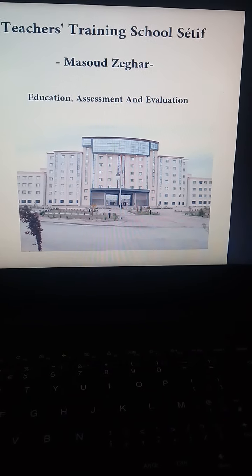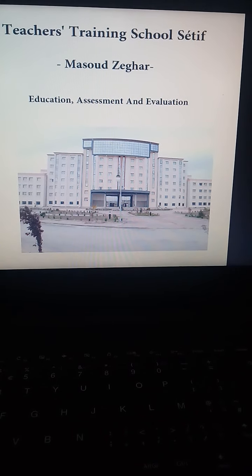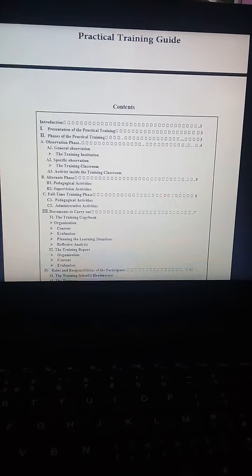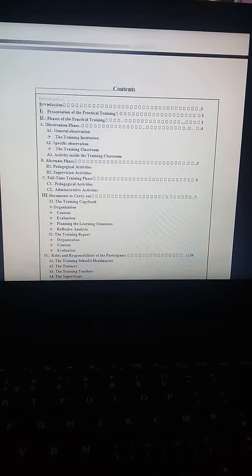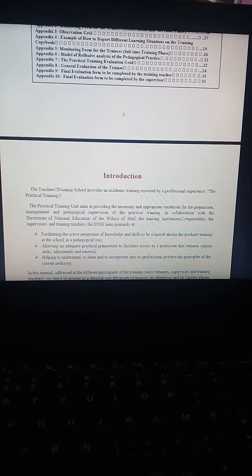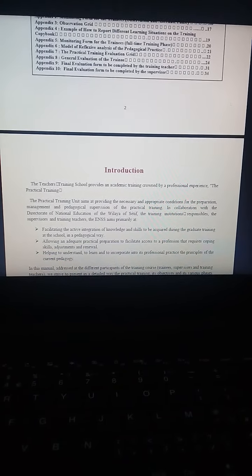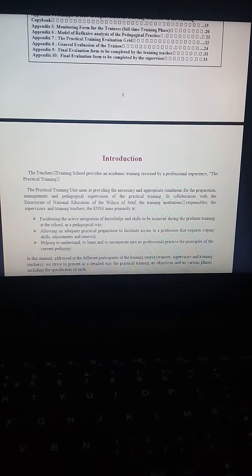This is the training guide of our school of Setif, and our training teacher, or sorry, our supervisor, Dr. Bojadar, as I do remember, sent it to us last year. I think it is very useful, especially at the beginning if you want to know what to do in each step, whether in the training copybook or in the training report. It describes each step in a detailed way.